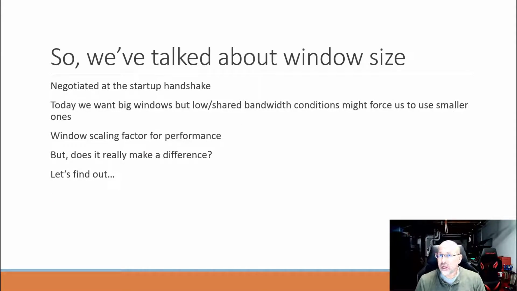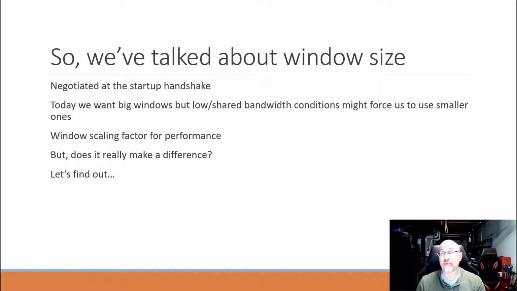So we know that we've talked about window size. We know that it is negotiated at the time of startup, the startup handshake. It's not really negotiated. Both sides tell the other side how much data they're willing to accept. And so each side says, here's my window size, and it doesn't matter whether we're talking about a client or server. They both indicate their desired window size. Today, we want big windows, right?